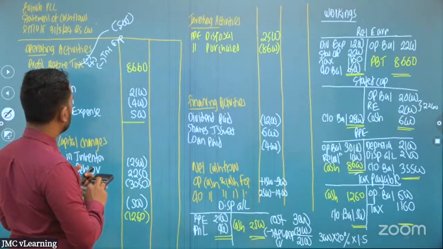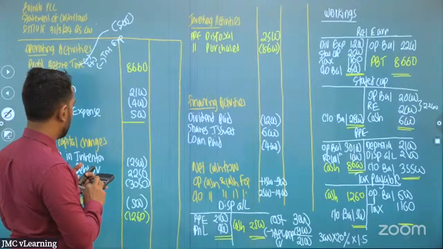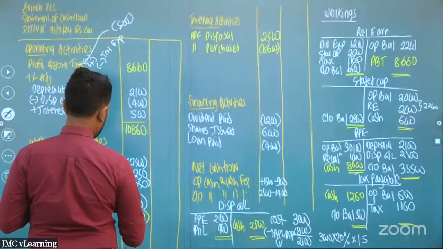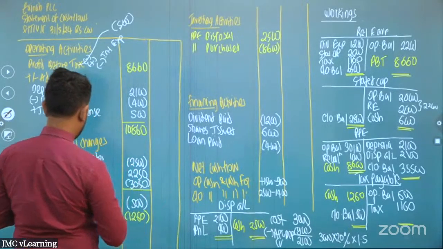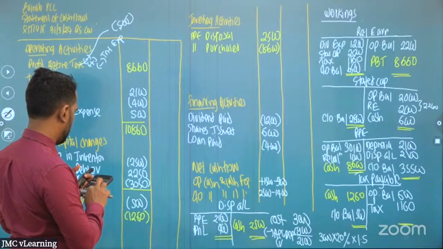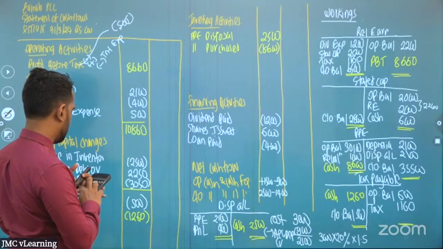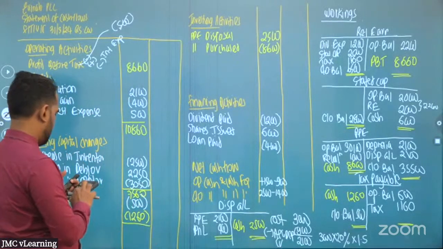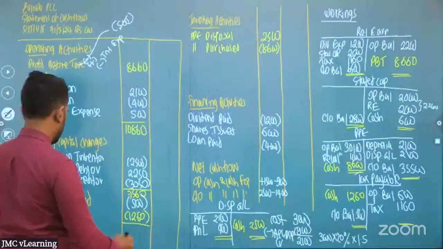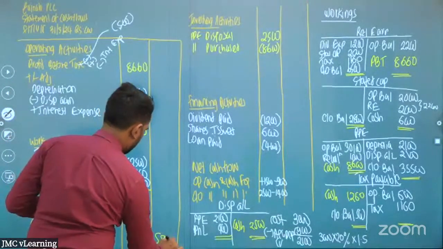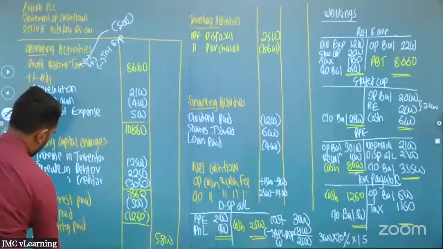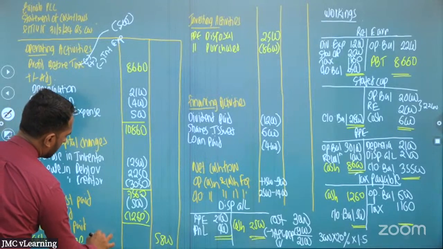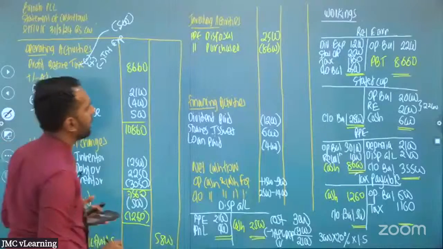So 8660 plus 2100 minus 400 plus 500, 10,860. After doing the working capital adjustments, 2500 plus 2250 minus 3050, 7560 minus 500 minus 1260. So my cash from operating activities comes to a value of 5800.